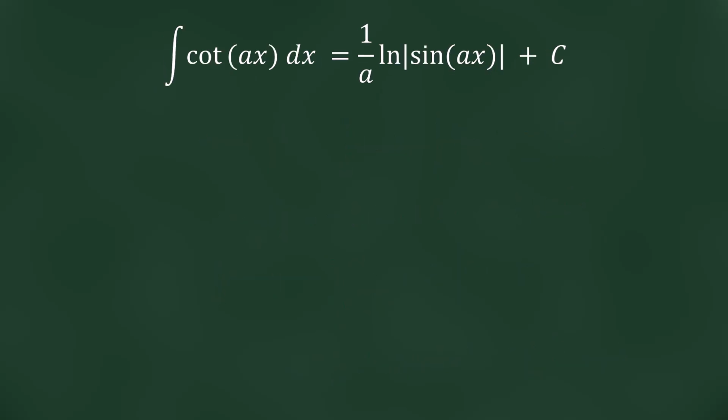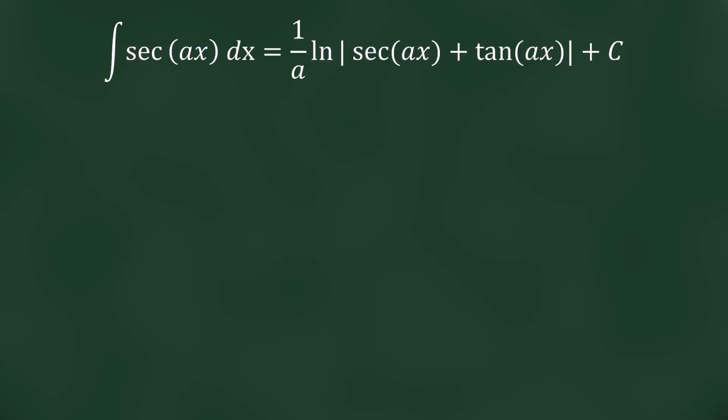The next one here just relies on the fact that cotangent is equal to cosine x over sine x, and then we would proceed with the two same substitutions, or very, very similar substitutions to what we used to derive the antiderivative of tangent of ax, so I won't work out the details here.